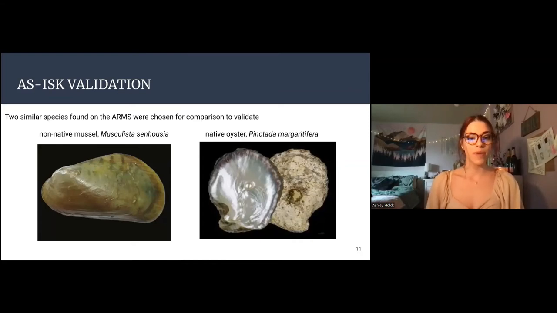And these were chosen to compare because they're both mollusks and they're both similar taxa. And one is obviously native and has been established in waters in Hawaii for a long period of time. And since we found our mussel on the ARMS device, we can show that it is in Hawaii and it is invading, and we want to see the risk of invasion.